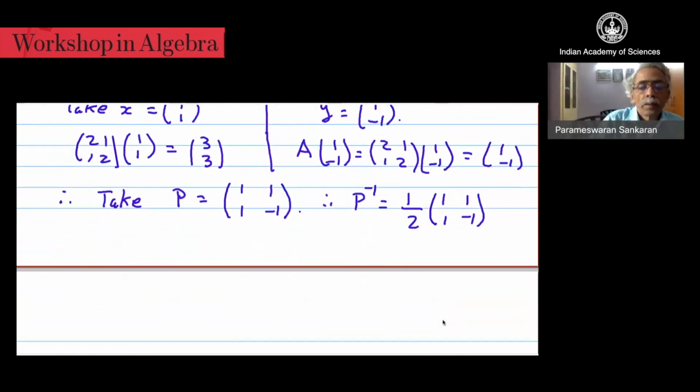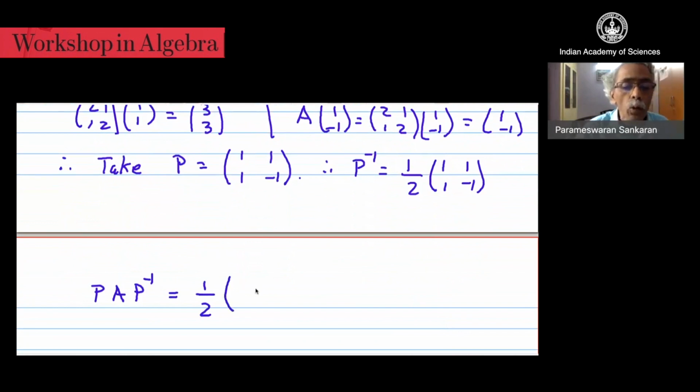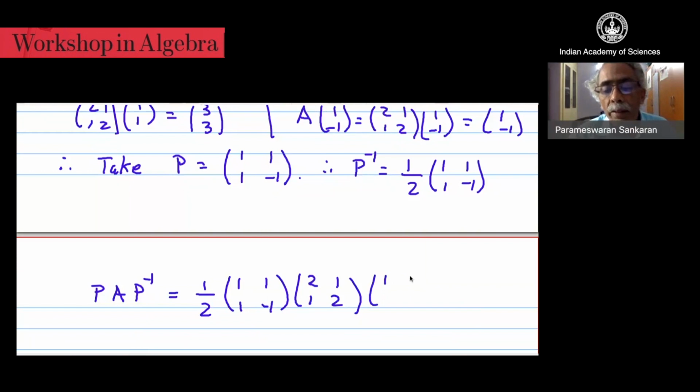Yeah. And then what do you notice in this calculation? PAP inverse, this better be a diagonal matrix, and in fact we compute what it is. This is 1/2. This is just matrix calculation, and you should get a diagonal matrix. So [1 1; 1 -1] and then [2 1; 1 2], and it's convenient that P inverse also is a multiple of P, so it's very easy therefore to do this calculation.